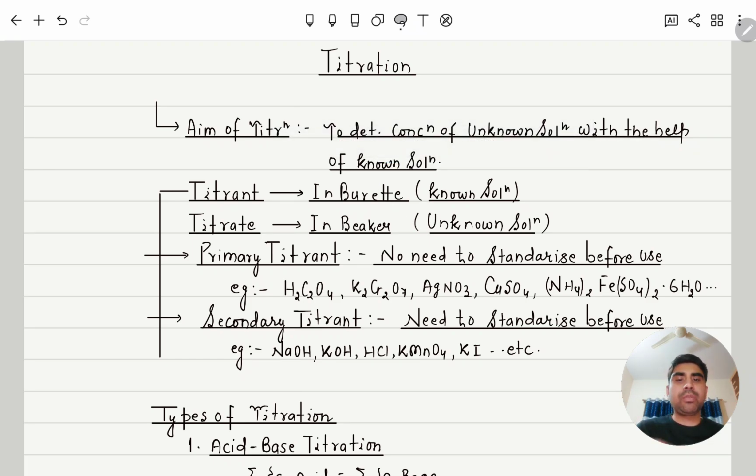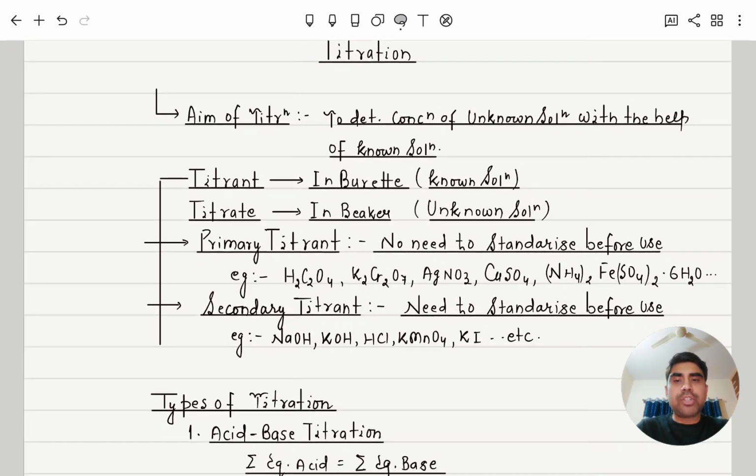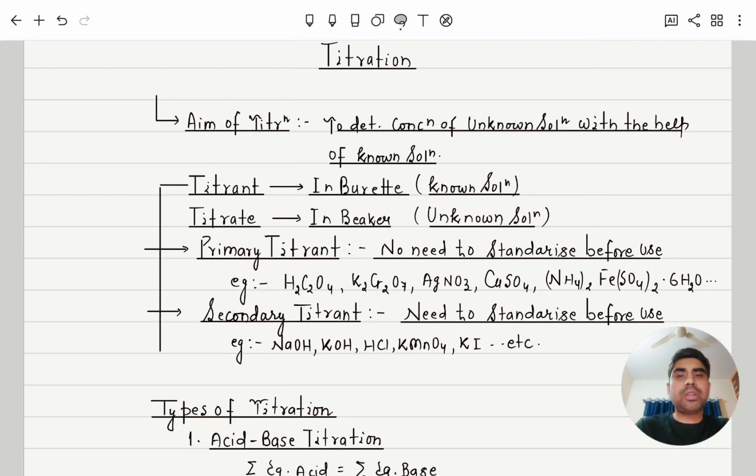In titration, in the burette the titrant will be there, which has known concentration and known volume, and in the beaker the unknown concentration solution will be there, and drop by drop we will add. Then at the end point and equivalence point both amounts will be in equilibrium, and the indicator color will change, and through that we can understand that yes, titration is done. So the aim of titration is to determine the concentration of the unknown solution.